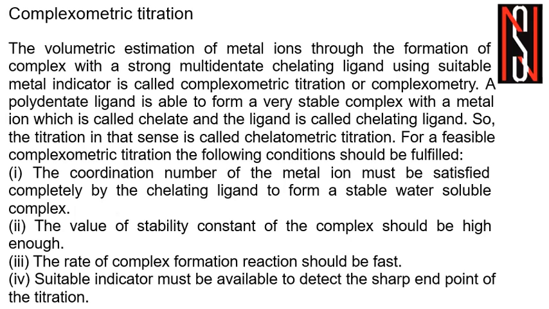And a polydentate ligand is very much able to form a very stable complex with a metal ion, which is called a chelate. We have already seen so far how EDTA forms that kind of chelated complex with the metal ions, and therefore this kind of ligand is called a chelating ligand. For example, EDTA can behave as a chelating ligand. So the titration in that sense can also be named chelatometric titration, as it is forming a chelate complex, and through that chelate complex the titration is happening.